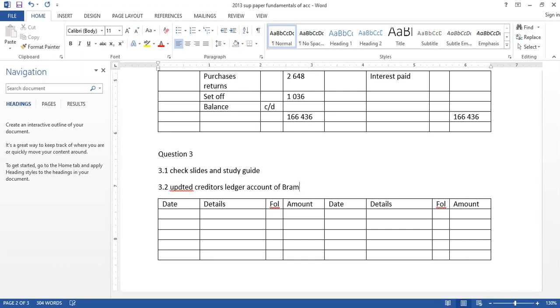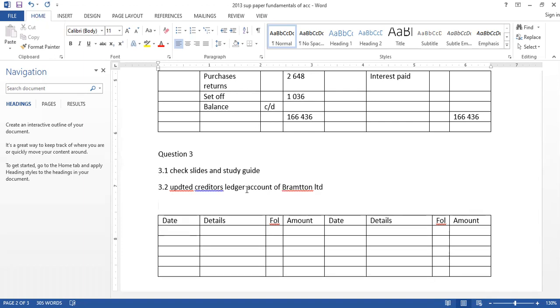Brampton Ltd. And then from there you write the name of the creditor. In this case, it's Chikongo Builders. So Chikongo Builders is the name of the creditor.